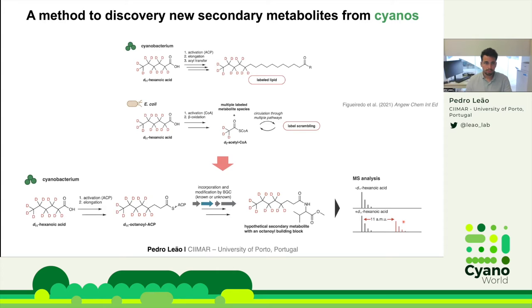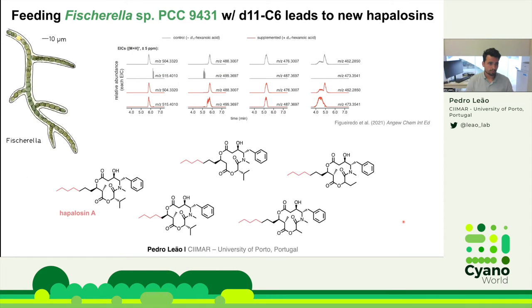So that's what we did. We found a couple of compounds. I'm going to tell you about the ones we found in Fischerella. Initially, for proof of concept, we knew that this Fischerella PCC 9431 was producing hapalosin A. So we saw hapalosin A being labeled. Now I'll explain this very briefly. So here you have an extracted ion chromatogram. So it's a chromatogram just for a specific mass.